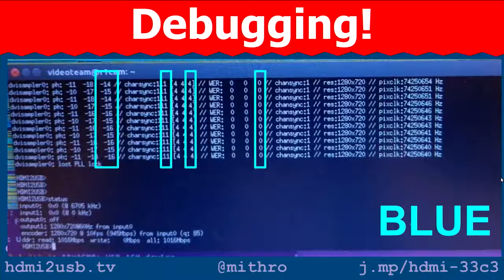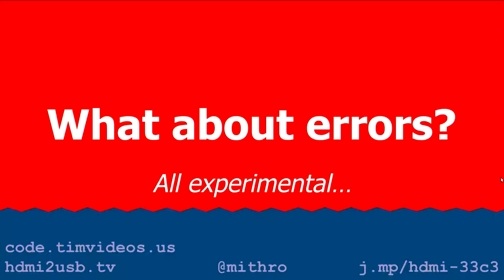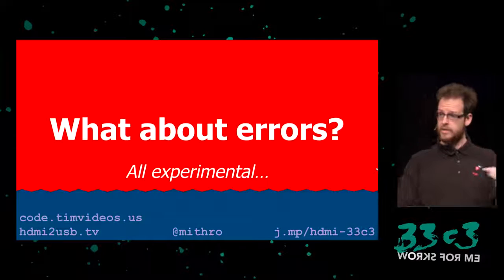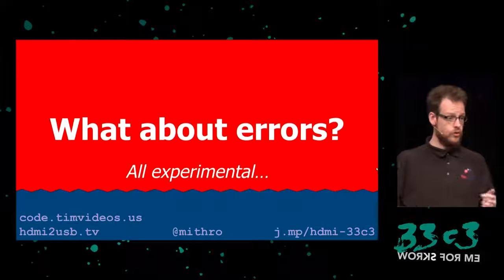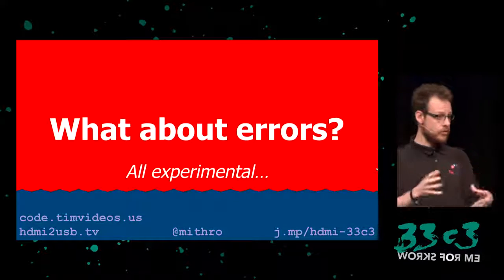And it's something you can't really get with the commercial versions of this. But what about errors? Everything I'm talking about now is a little bit experimental. We haven't actually implemented this, but it's some ideas about what we can do because we now have complete control of our decoder.